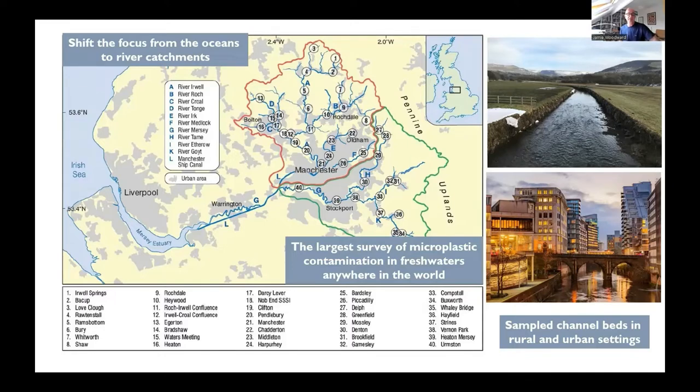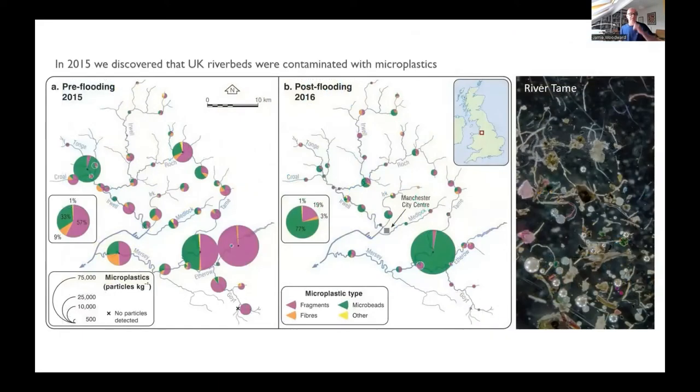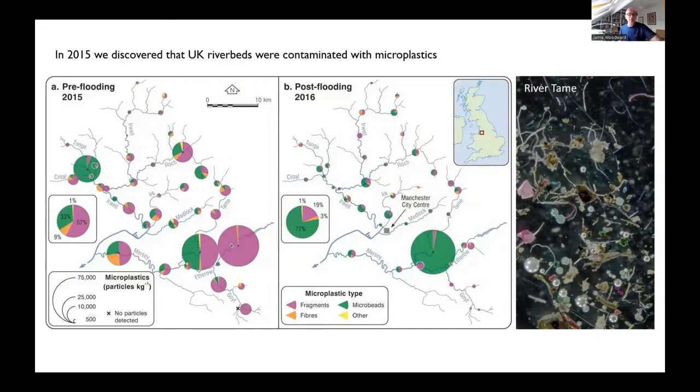We wanted to understand patterns of microplastic contamination, and we wanted to see if we could estimate to what extent these microplastics were being transferred downstream to the ocean. Now, in 2015, we plotted up this map and we discovered that UK riverbeds were contaminated with microplastics. If you look at this map on the left-hand side, you can see this is Greater Manchester here. This is the River Irwell system to the north, the River Mersey to the south. We found that in rural areas, microplastic concentrations were quite low, but we found microplastics at 39 out of 40 sites.